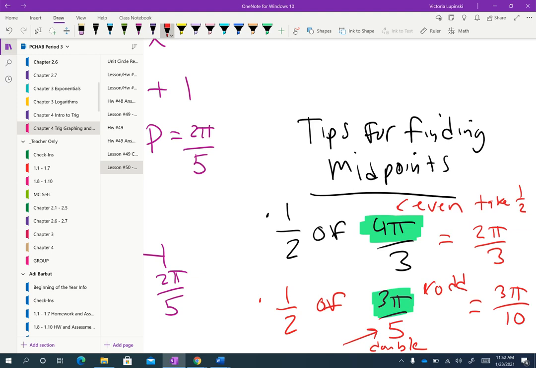So again, you're going to be taking a lot of midpoints in the upcoming lessons. So this is my trick. Again, if you're taking half of 4 or half of 4 pi, that's easy. But if you're taking half of a fraction, if the numerator is even, take half the top. If the numerator is odd, double the bottom.